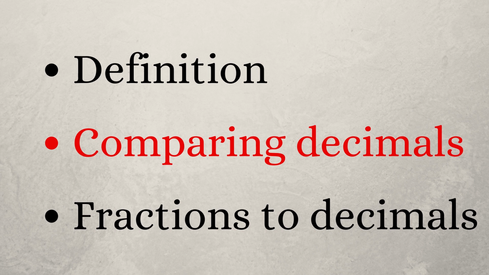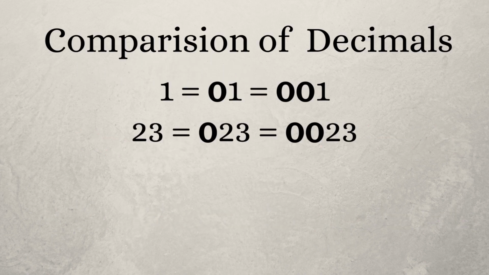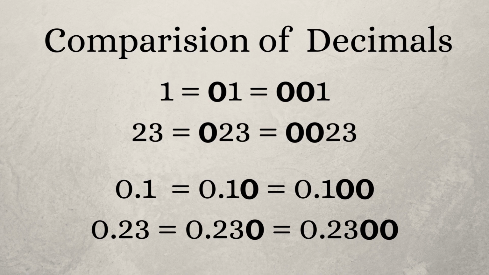Now let's move on to comparing decimals. Before getting started, let us check out some facts that we already know. In these examples, we can see that any number can be preceded by one or more zeros and the value doesn't change. But when you consider the decimal part, you can add any number of zeros behind the numeric value and the value of the number is the same.